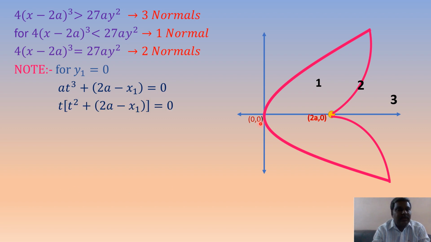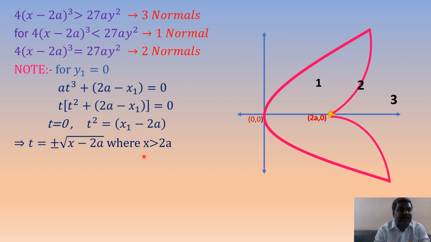So, at cube plus 2a minus x1 into t is equals to 0. Here t will be there. You can take common t into t square plus 2a minus x1 is equals to 0. So either t is equals to 0 or t square is equals to x1 minus 2a. Now 3 real normals should be obtained only for x1 minus 2a greater than 0, because t is plus or minus root of x1 minus 2a, where x1 should be greater than 2a. That is the importance of the problem here. If x1 is greater than 2a, then 3 real normals are drawn.